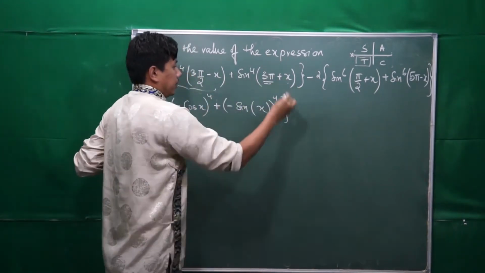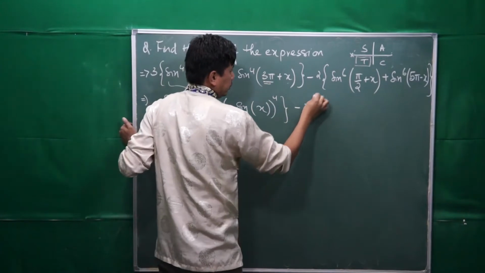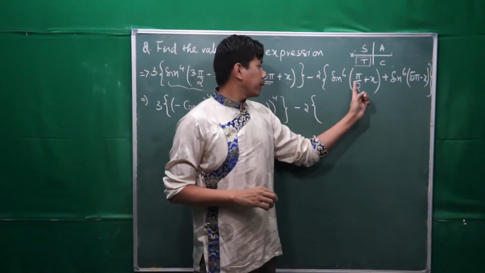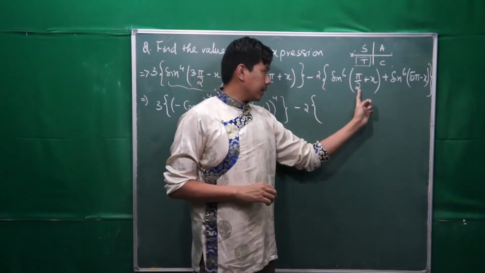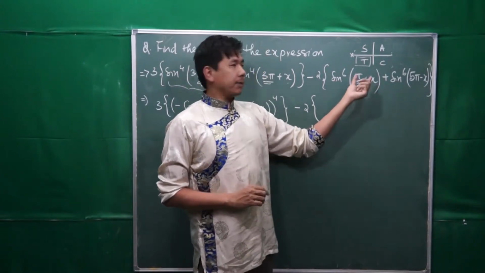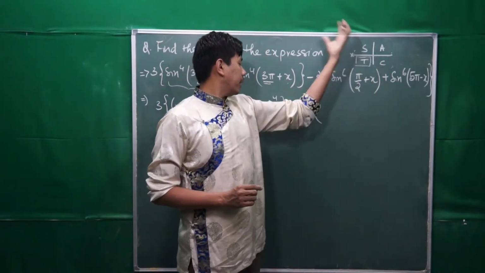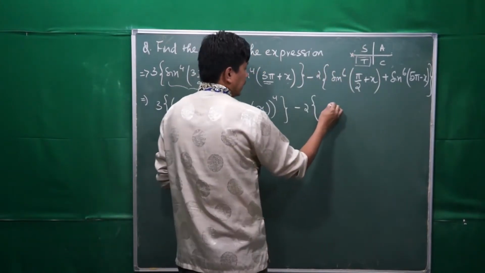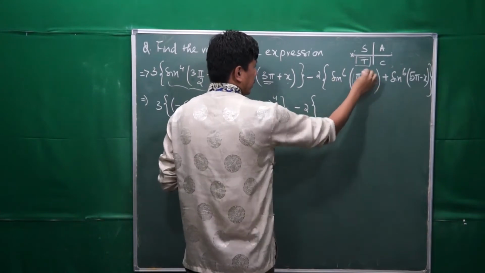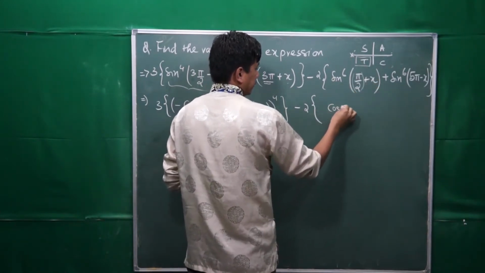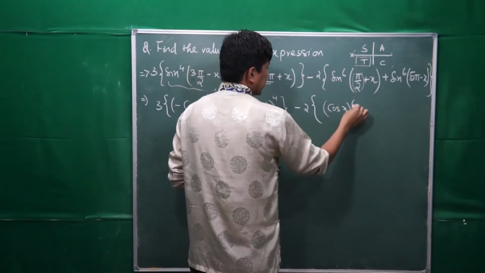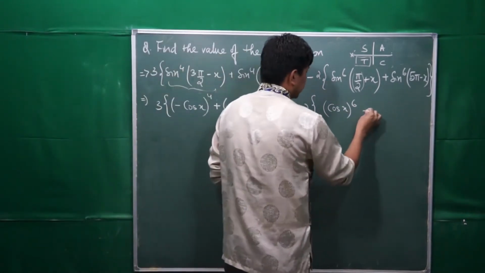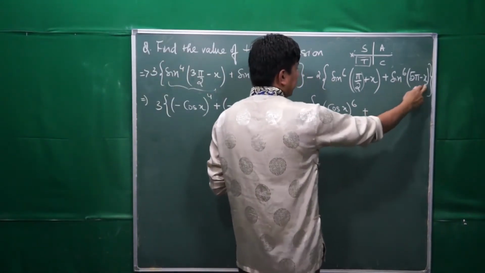So minus 2, second part, sine to the power 6 (pi by 2 plus x). As you can see, it is 90 plus x. 90 plus x means it is in the second quadrant, and in the second quadrant sine is positive. So we have sine converts into cos and the power is 6. Simple. Plus sine 5 pi minus x.